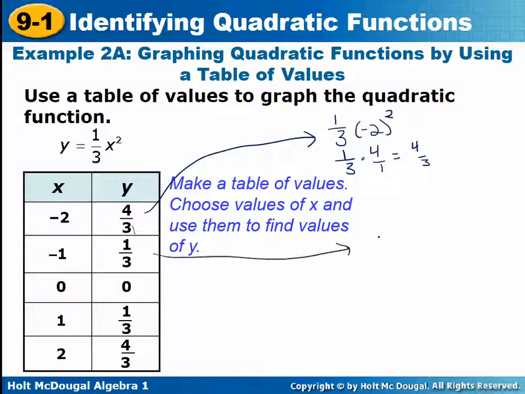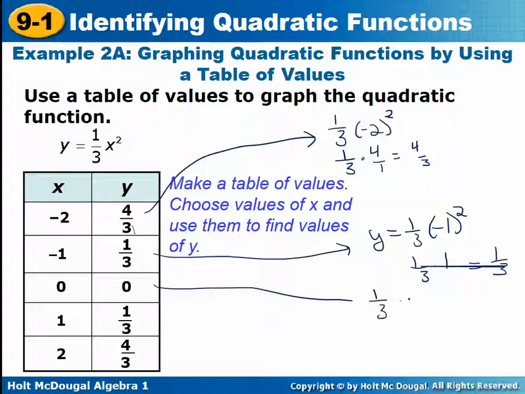When x is -1, put in -1 in parentheses and square it. Whenever it's a negative, put it in parentheses. -1 squared is the same as 1. So that's just equal to 1/3. Anything times 1 is equal to itself. For 0, 1/3 times 0 squared, anything times 0 is 0.